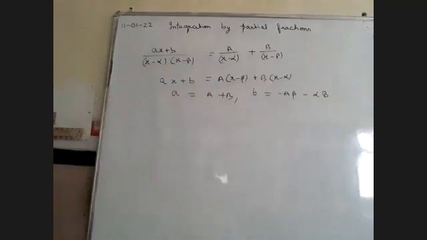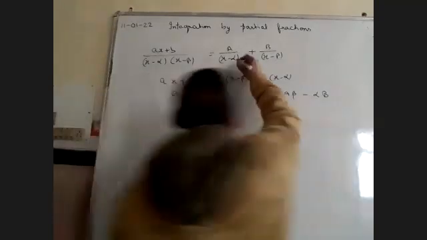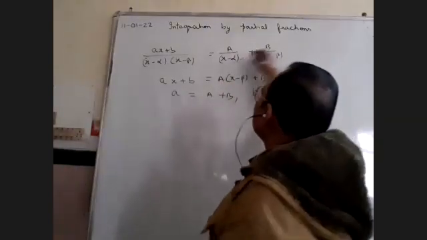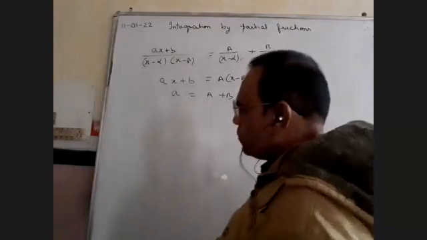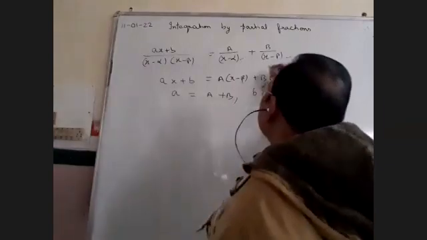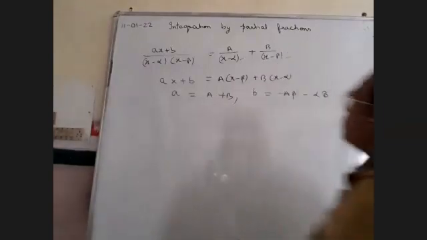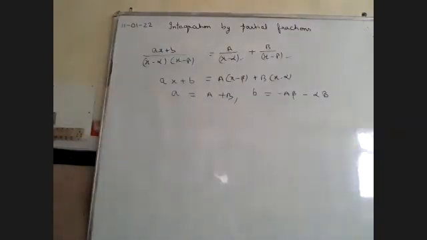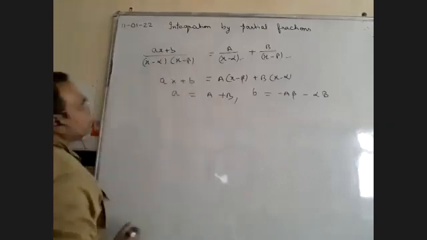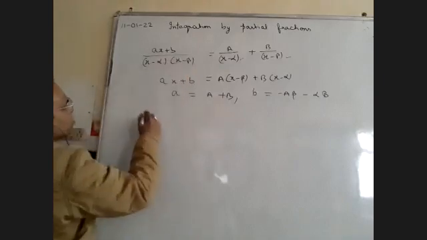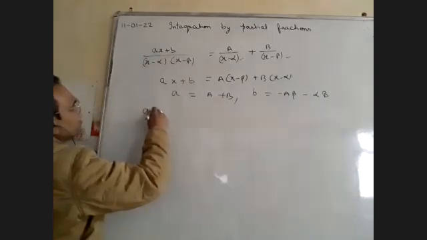So after getting the values of A and B, we can divide the fraction. We can divide a proper fraction into two parts which are in integrable form. We know the formula of 1 upon x minus alpha, 1 upon x minus beta, then we can integrate easily. This is the integrable form. The method of converting to integral form is the partial fraction method. So in this way we can find the values of A and B.